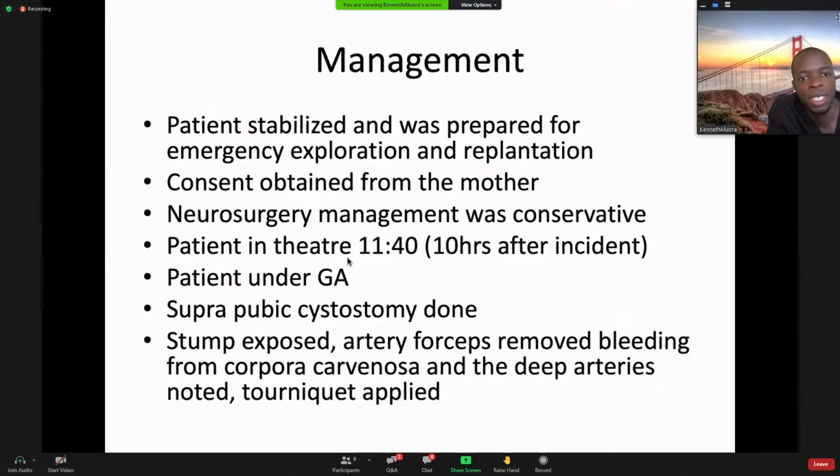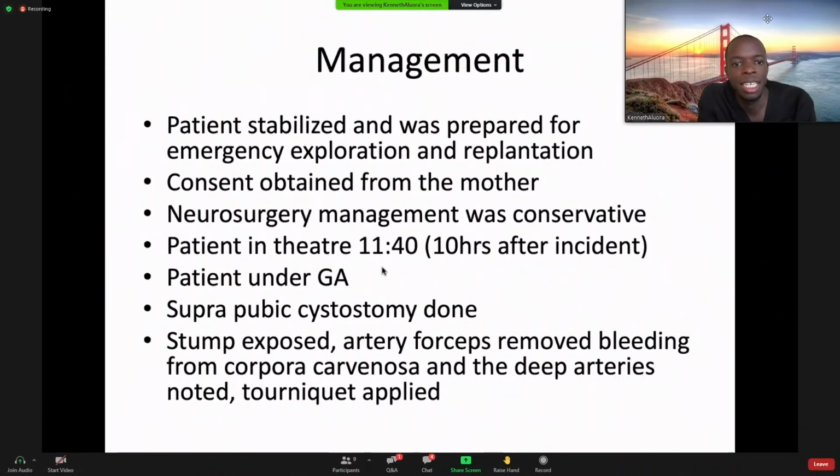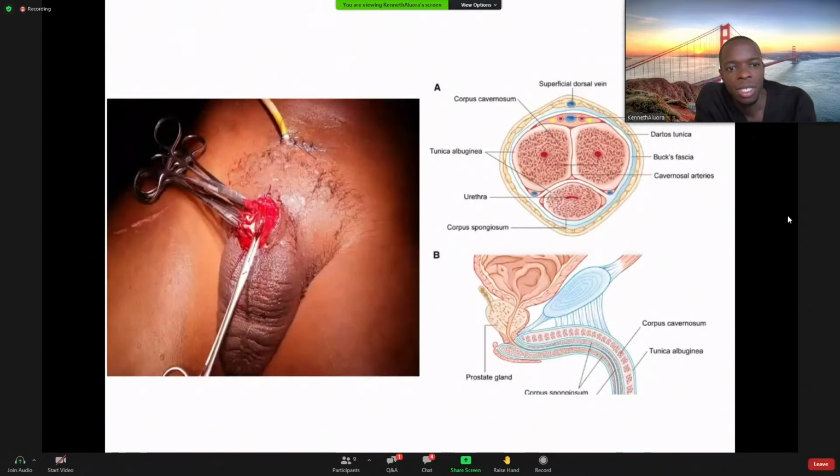Then the patient was taken to theater at 11:40 a.m., which was 10 hours after the accident. Put under GA, the urology team did the suprapubic cystostomy, and then we prepared the stump and exposed it. The artery forceps were removed, and the corpora cavernosum deep arteries noted, and the tourniquet was applied. This was after the suprapubic catheter had been put. We've not removed the stump yet.